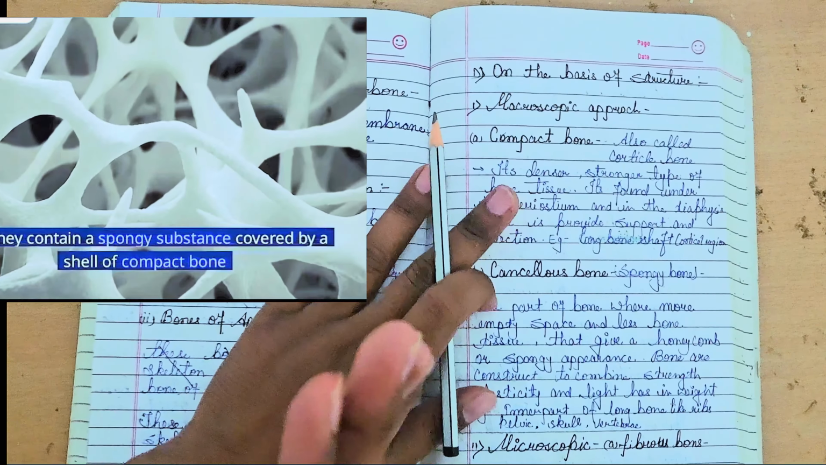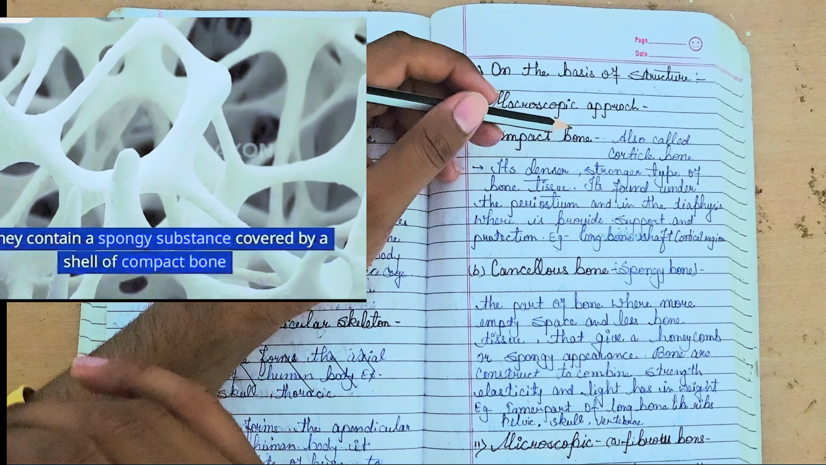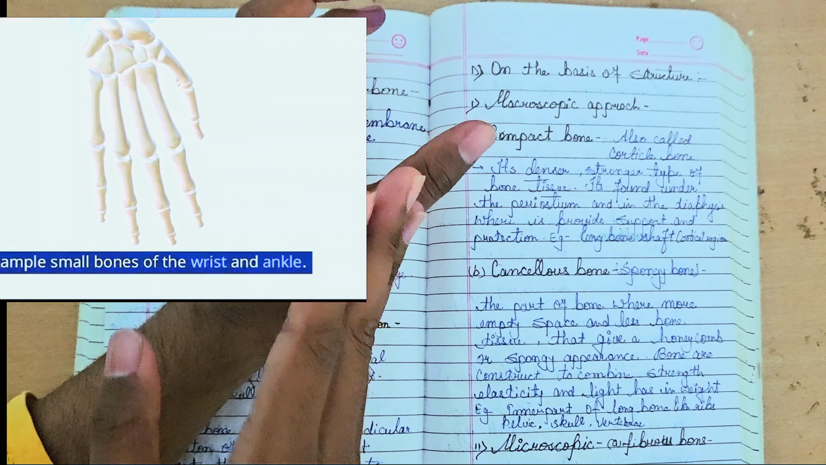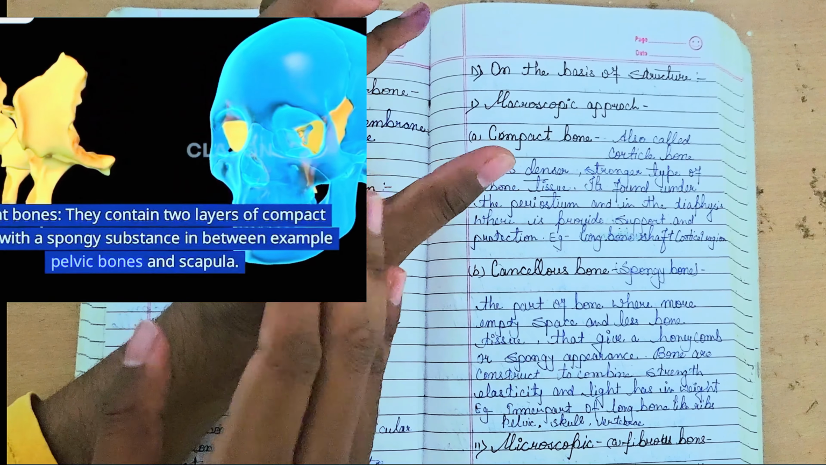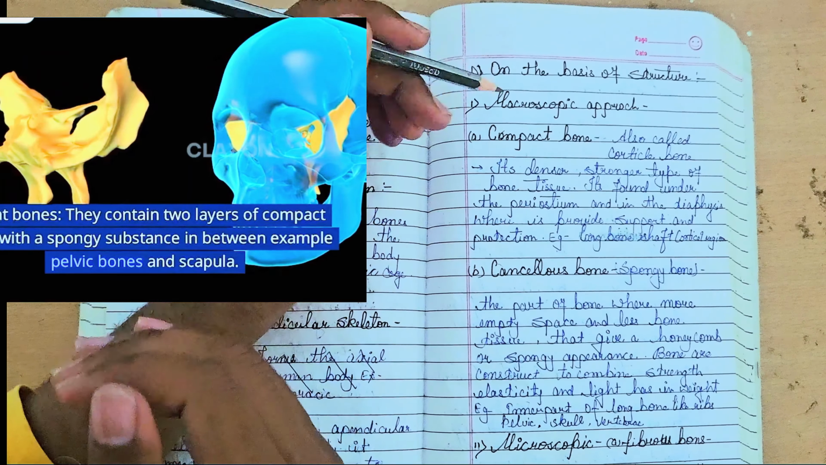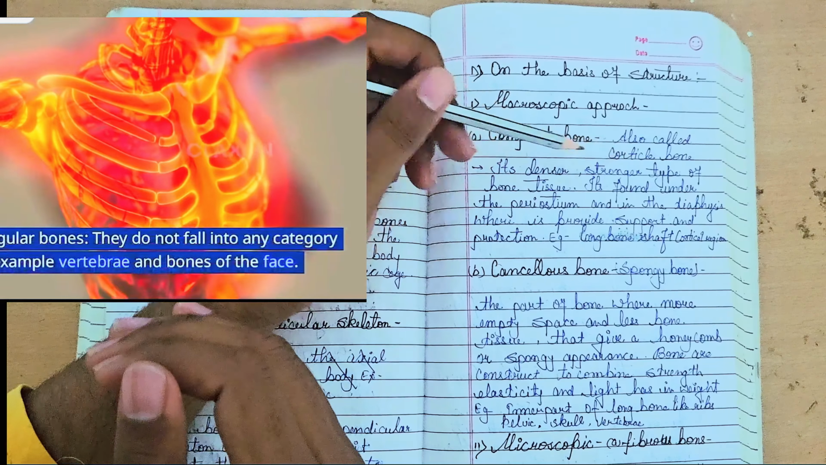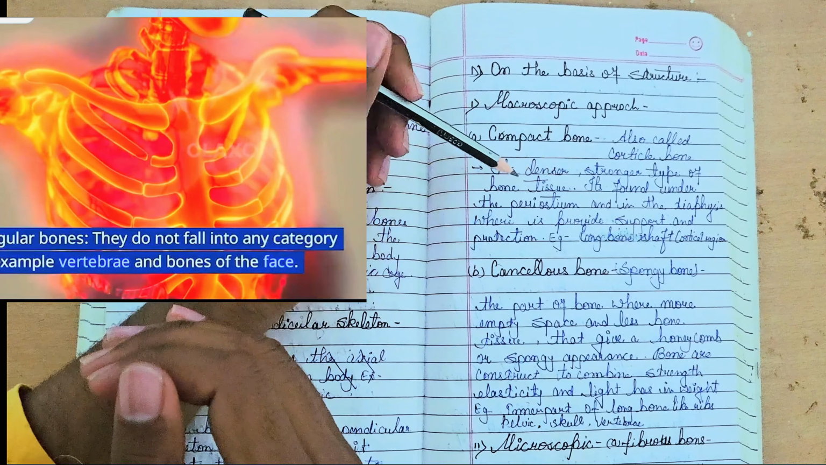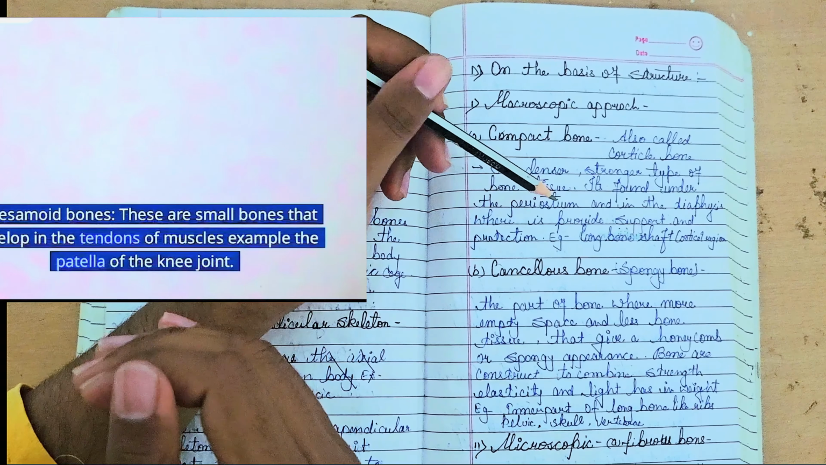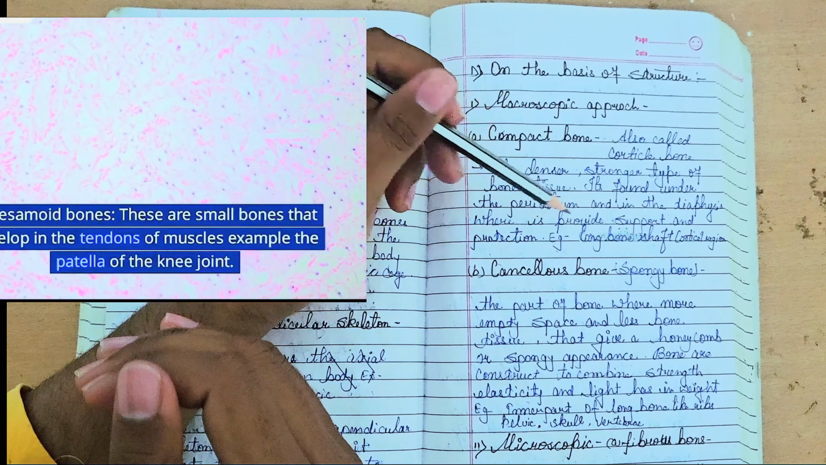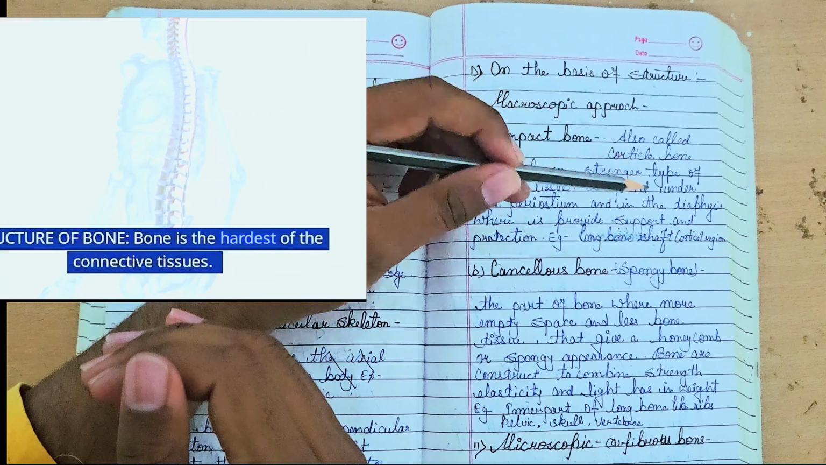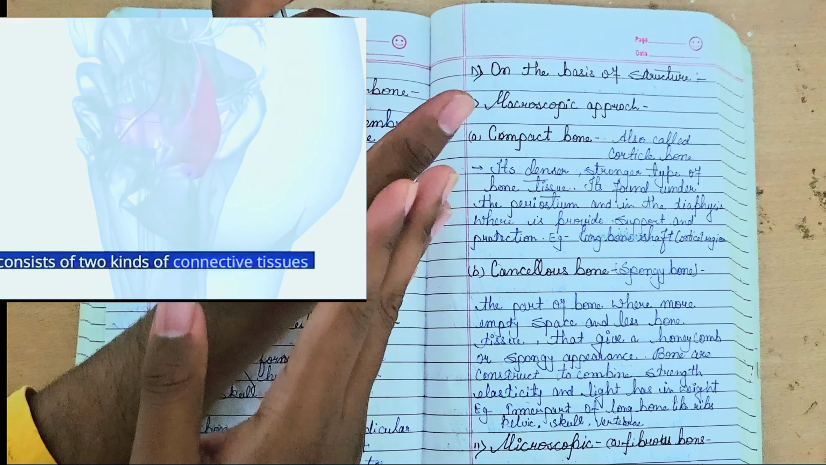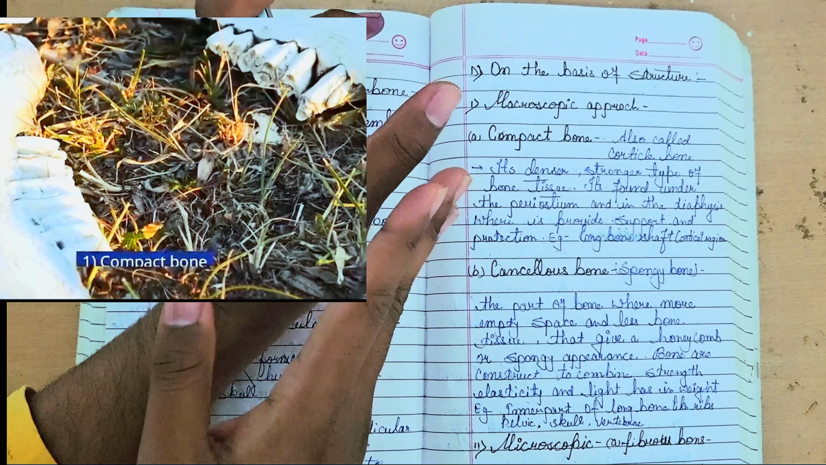Next one is on the basis of structure, the microscopic approach. There is compact bone, and also cancellous bone. Compact bone, also called cortical bone, is a denser, stronger type of bone tissue. It is found under the periosteum and in the diaphysis, where it provides support and protection, like the shaft of a large bone. So in the cortical region, or the long bone shaft, there is compact bone.